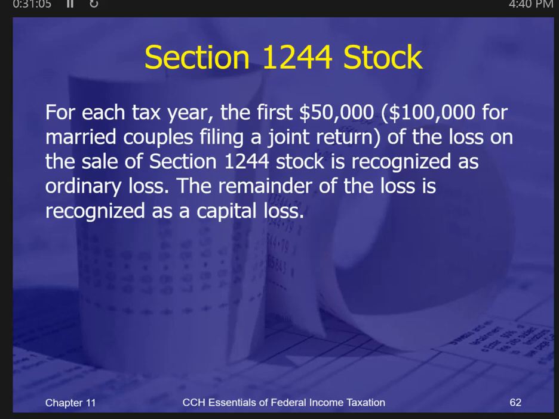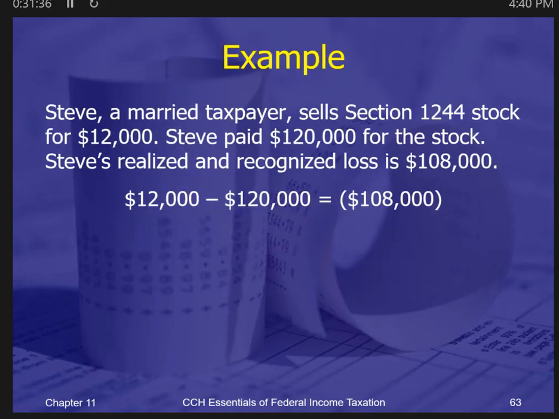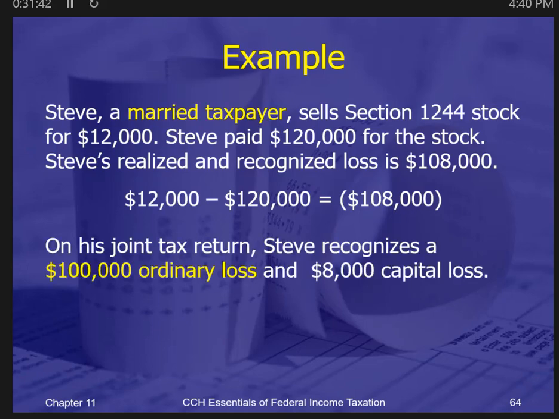Section 1244. Remember there was Section 1202 stock, which had some ability to exclude gain if it fit certain criteria. This is on the loss side. Very similar situation, but in this case, the amount of the loss can be much bigger and it can be ordinary. And it's for those who own stock in a small business. So they could have a loss as much as $100,000, married filing jointly.